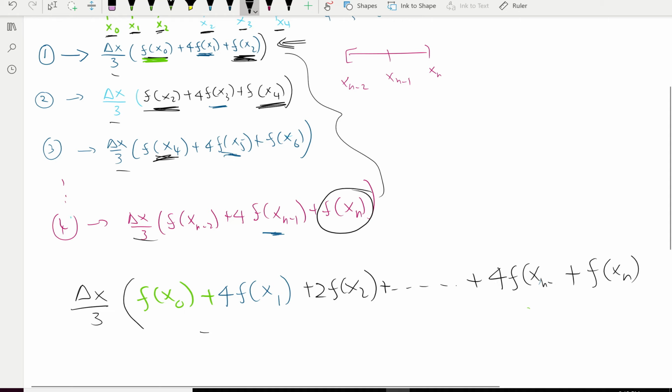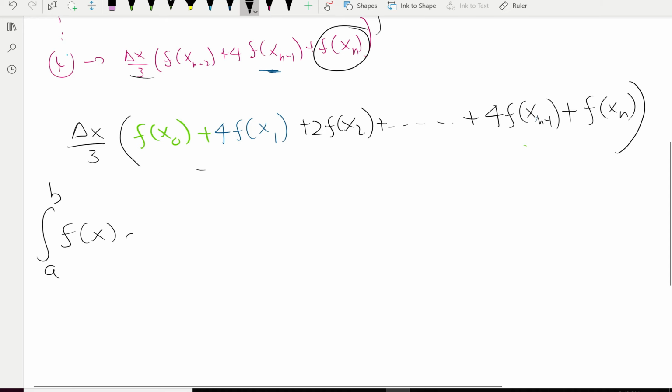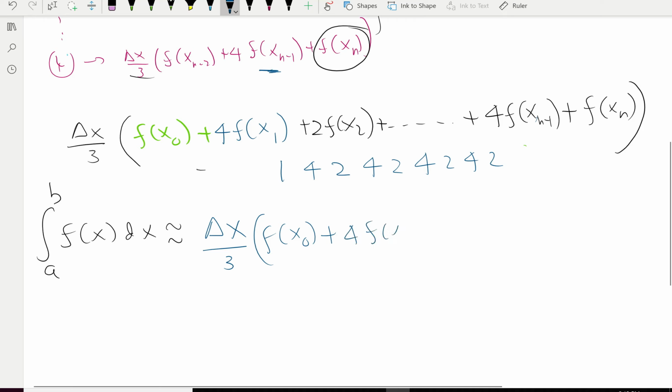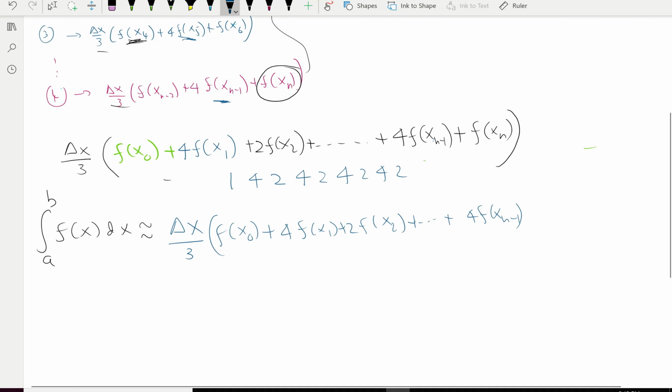This is the formula. So the formula to approximate this definite integral using Simpson's rule, we can easily memorize. The function evaluated at the first point, then the pattern is 1, 4, 2, 4, 2, 4, 2, 4, 2, and so on. So 4 f(x1) plus 2 f(x2), plus and so on, and 4 f(xn minus 1) and plus f(xn). The very last point doesn't have any coefficient.